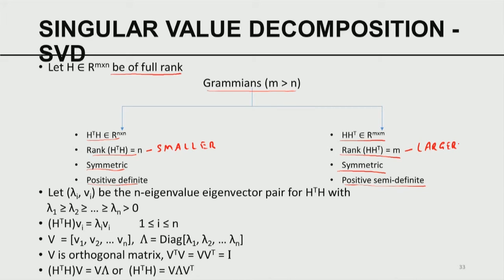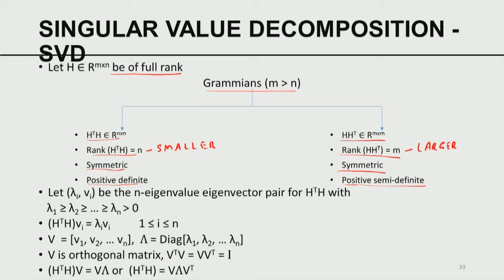When the rank of H transpose H is n, it has n non-zero eigenvalues. When the rank of H itself is n, the rank of HH transpose is deficient. If it is rank deficient, some of the eigenvalues in this case are allowed to be 0. That is why it is symmetric and positive semi-definite.